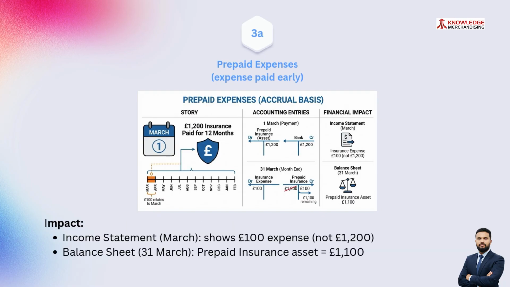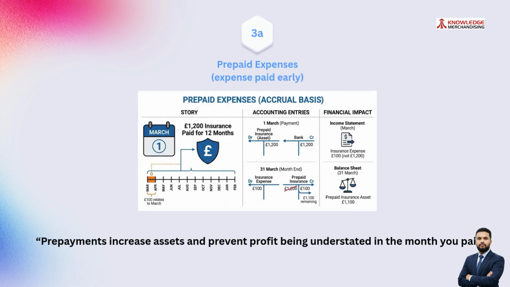Impact, income statement, March, shows £100 expense, not £1,200. Balance sheet, 31st March, prepaid insurance asset equals £1,100. Prepayments increase assets and prevent profit being understated in the month you paid.